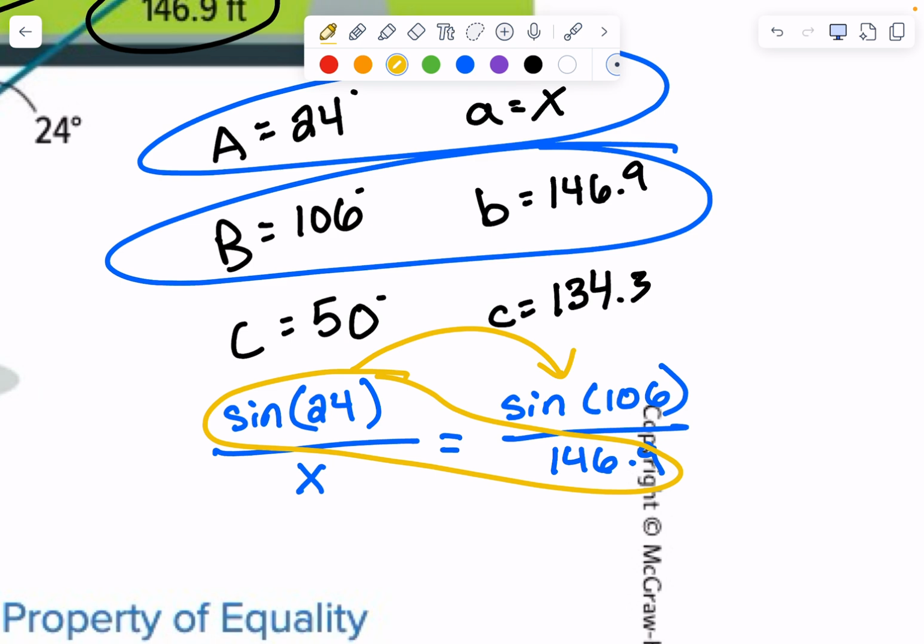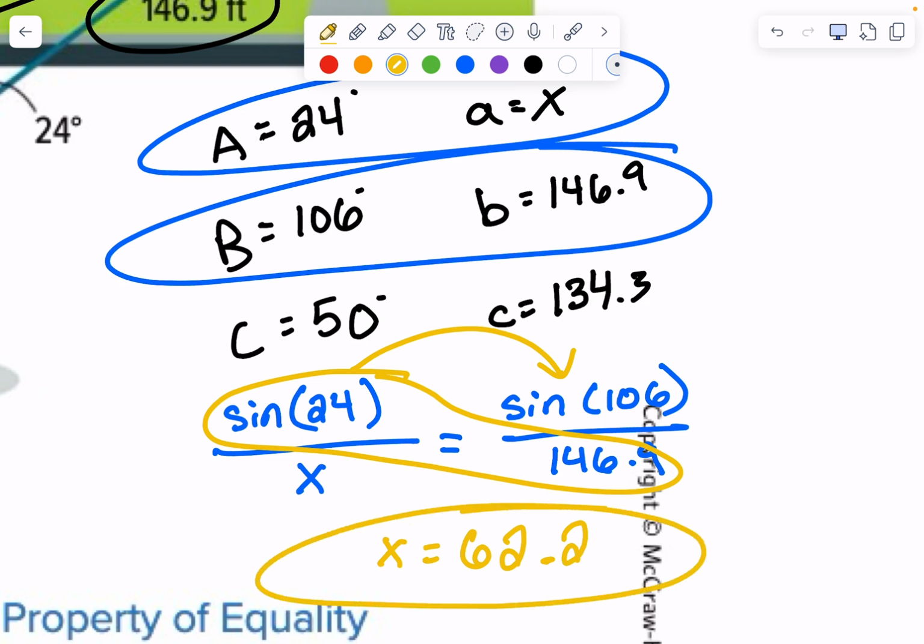62.1. Well, no difference. That's what I got, 62.2. 62.2. Beautiful. Okay. Uh-oh. I got 71 point.